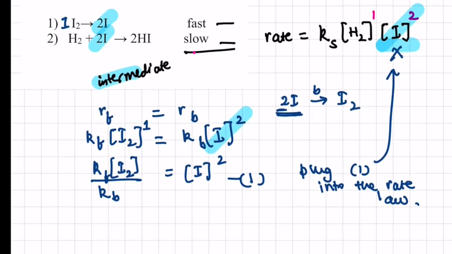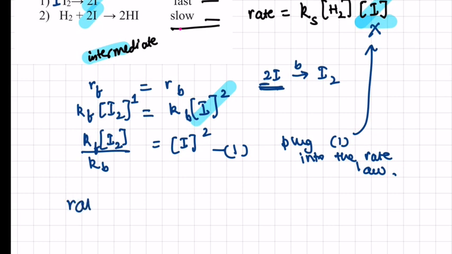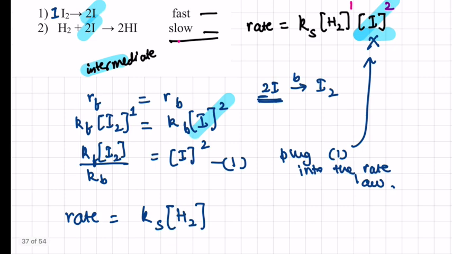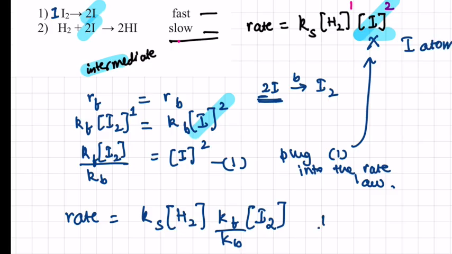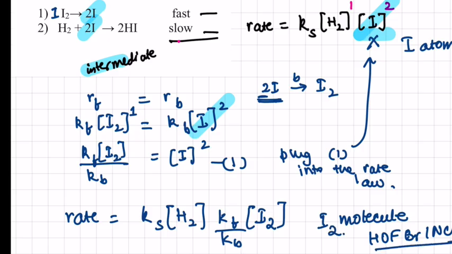So then my new rate law becomes rate equals K from the slow step. H2 is okay because it is a reactant, raised to power 1, and instead of concentration of I squared, I will write this as K forward over K backward, times I2, concentration of iodine. Okay, so this was nascent iodine atom, and this is iodine molecule, which, as you remember, your Hofbrinkel are the 7 diatomic molecules.